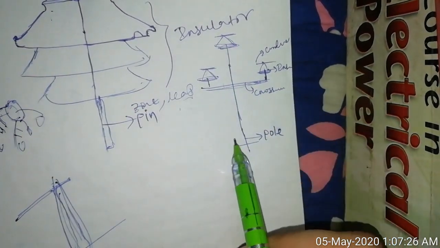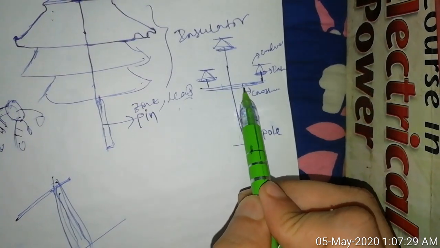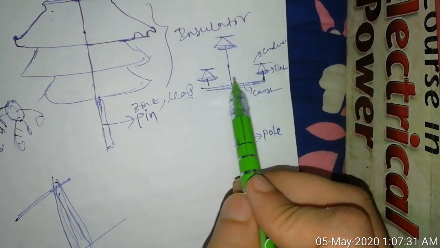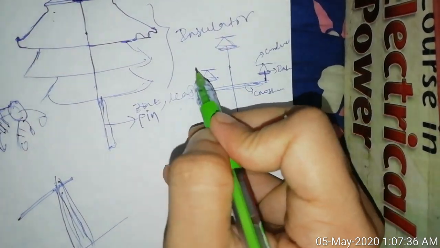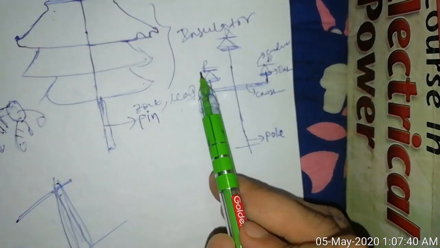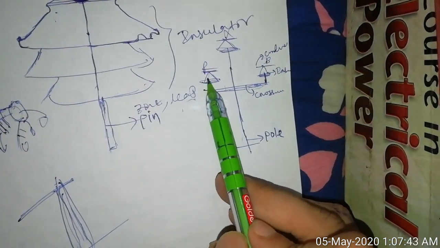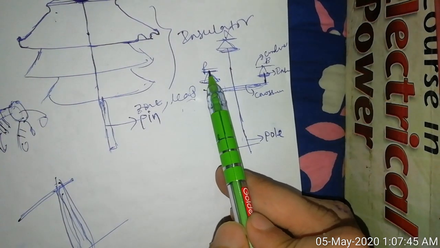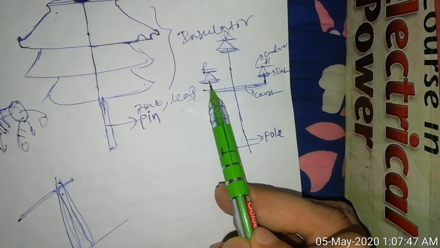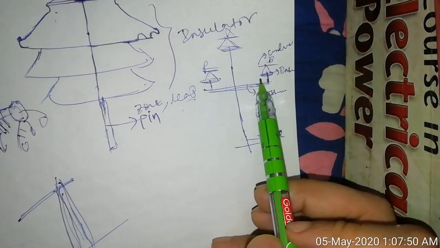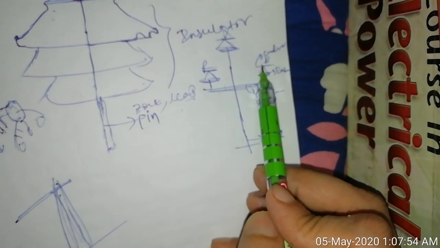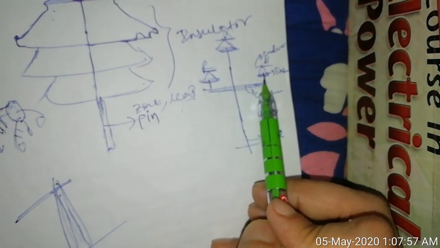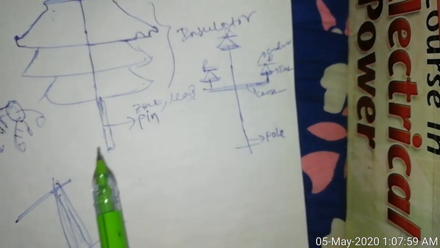In this diagram, there is a pole and there will be a cross arm, and at both ends there are two insulators. The conductors, let it be R phase, Y phase, B phase. The R phase conductor is connected to an insulator at the top, and the pin is connected to the cross arm. Similarly, the B phase is connected at the top of the insulator, and the bottom pin is connected to the cross arm. Similarly here.